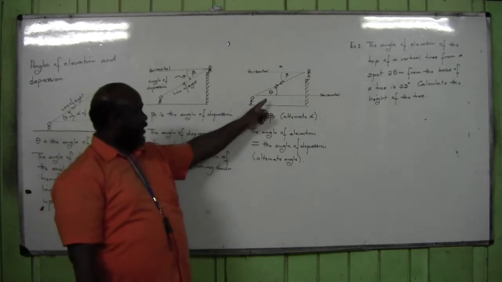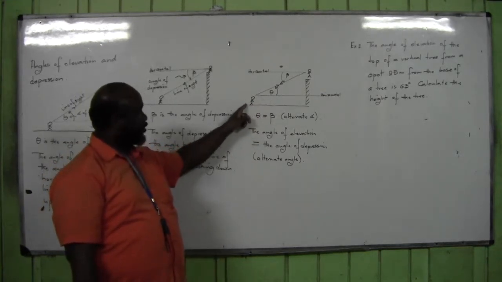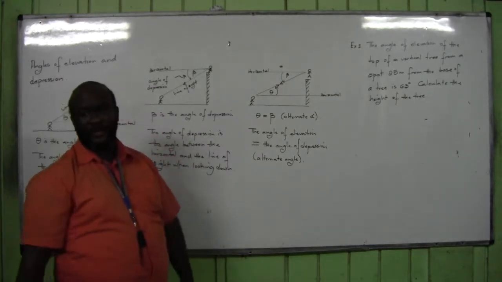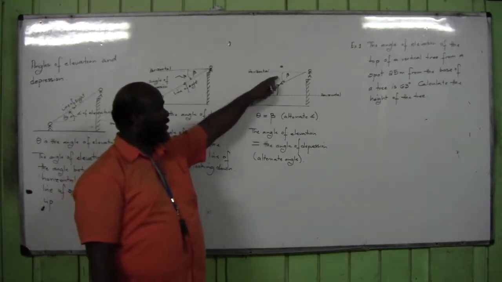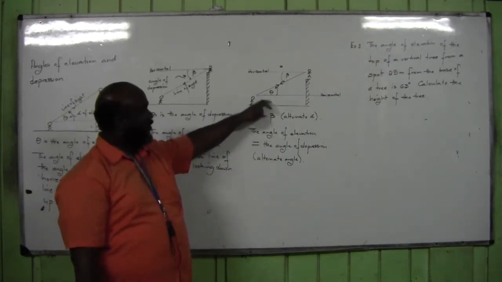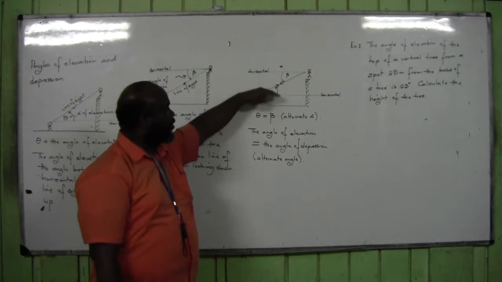In this diagram, are you looking? The person on the ground is looking up. The person on the balcony is looking down. They're looking at each other. The guy is looking down. This angle is angle of what? Depression. This angle is angle of what? Elevation.